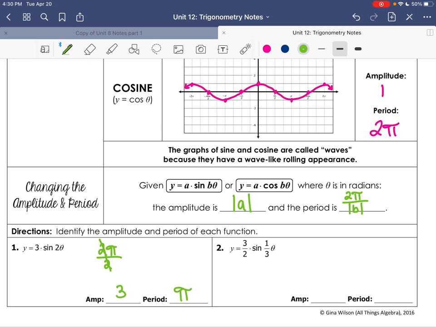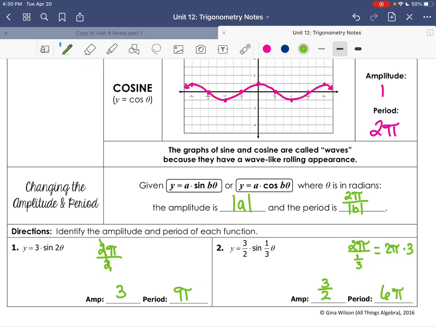On the next one, you have some fractions, but that does not mean that you do anything differently. So the amplitude is just the absolute value of 3 halves, which is 3 halves. And the period would be 2 pi over the absolute value of 1/3, which is 1/3. So basically you're trying to divide by 1/3, which is the same as multiplying by 3. So this equals 2 pi times 3, which is 6 pi.